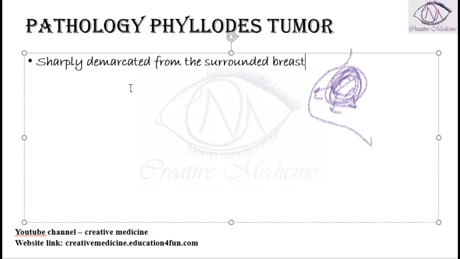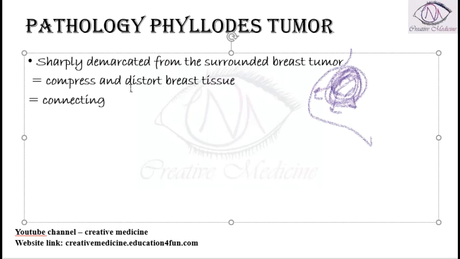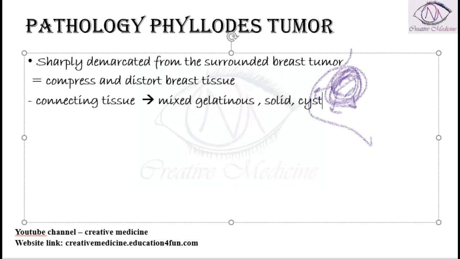And one more important thing is, because this tumor is large enough, it will also compress and distort the breast tissue. And the connective tissue which is present in the Phyllodes tumor is actually mixed: it can be gelatinous, or solid, or it can also have cystic areas present in the connective tissue.